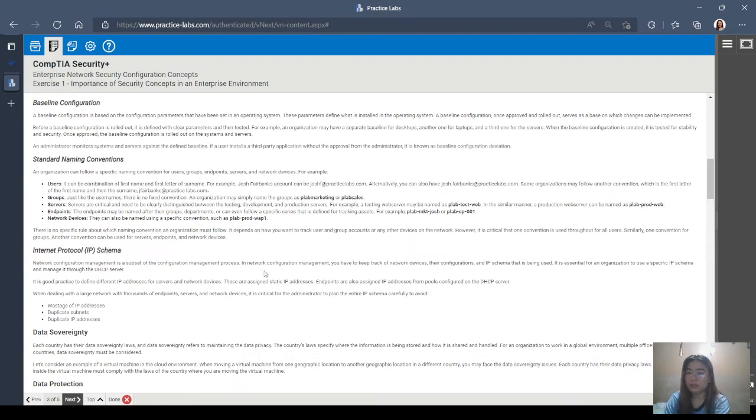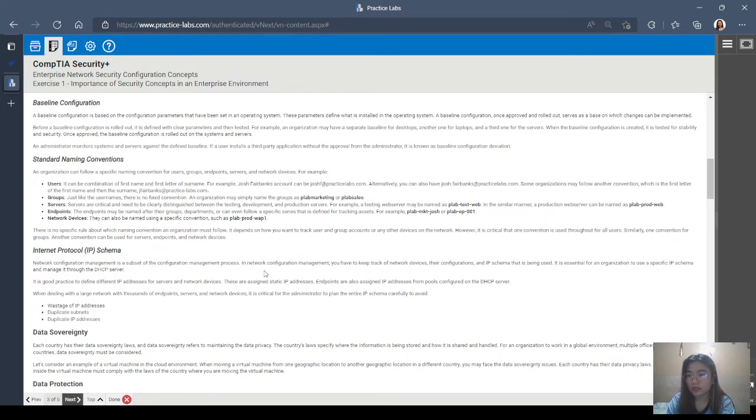Endpoints: the endpoints may be named after their group, department, or even follow a specific series that is defined for tracking assets. For example, plab mk josh or plab EP001. Network devices: they can also be named using specific conventions such as plab prob ROP1.